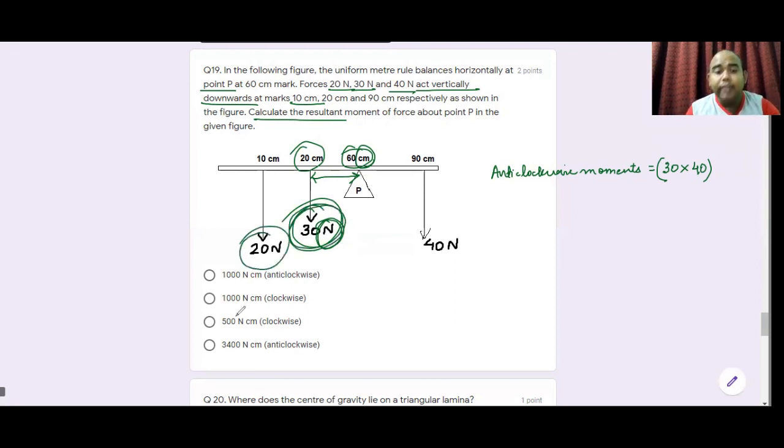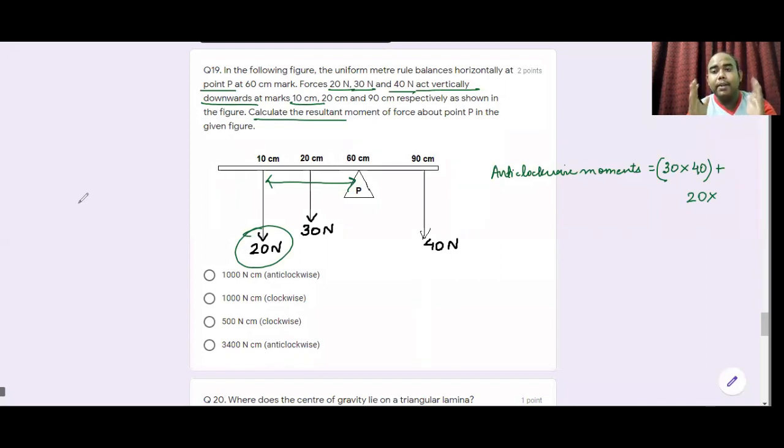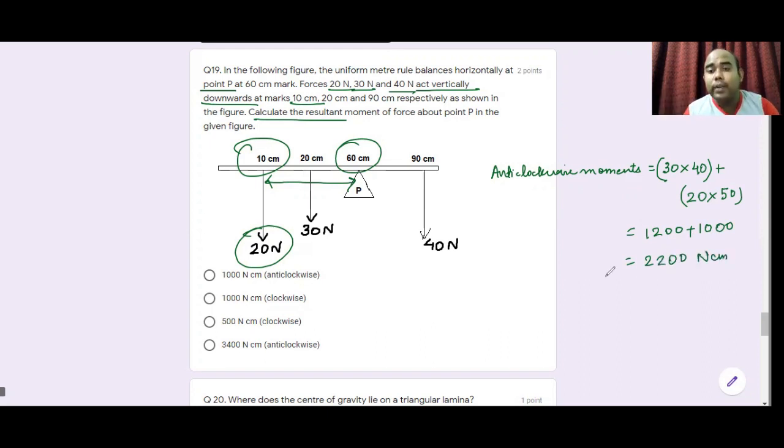लेकिन साथ साथ 20 Newton भी anti-clockwise moment produce कर रहा है. तो अब हम इस 20 Newton का निकालेंगे. So plus 20 Newton into what is this distance? Always the distance is taken from fulcrum. याद रखना, distance जो हम लेते हैं ना, perpendicular distance from pivot to point of action of force. तो ये distance कितना है? 60 minus 10. So that's 50. तो इसको add कर लो. 4 3s are 12, so 1200, plus 5 2s are 10, so this is 1000. So this is 2200 Newton centimeter. This is your anti-clockwise moment.